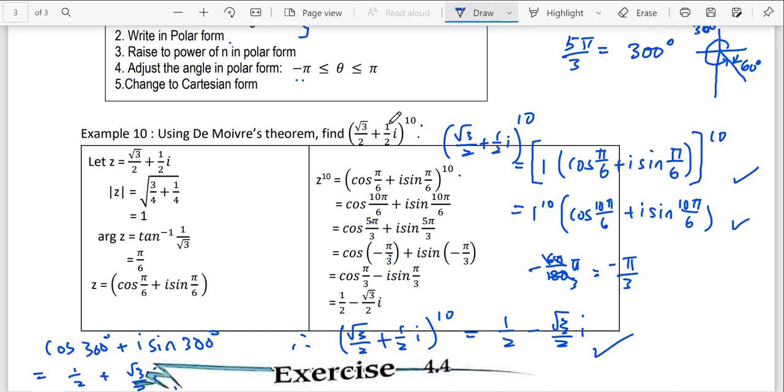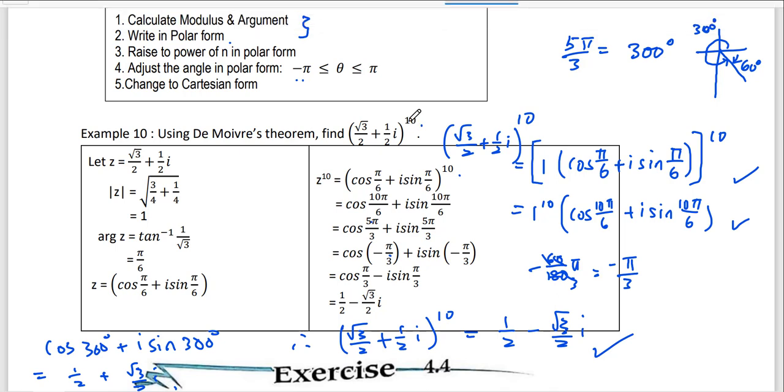Normally if I want to raise an expression to a power of 10, we expand one by one, right? One number times one number times one number, 10 times, correct or not? We need to expand one by one, very difficult, correct or not? The steps will be very long.